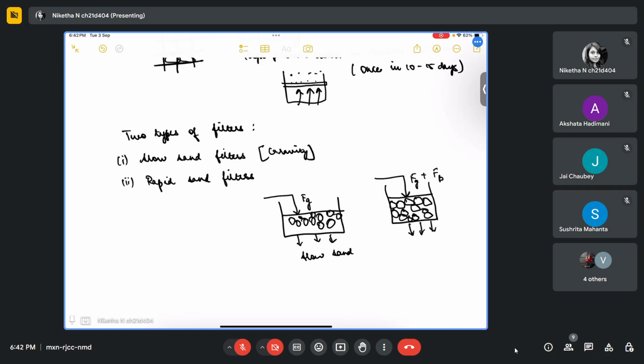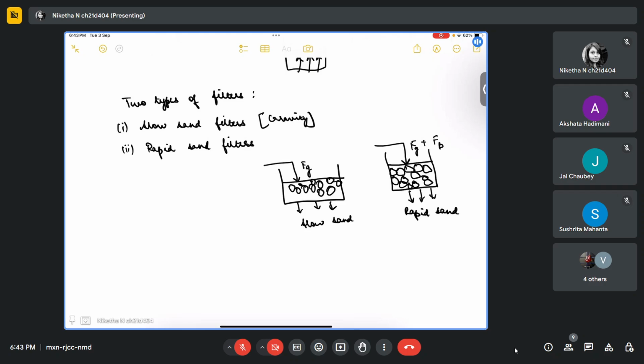The reason it is called a rapid sand filter is because the filtration process takes much less time when compared to that in slow sand filters. Since the filtration is done rapidly, that's why it's called a rapid sand filter.